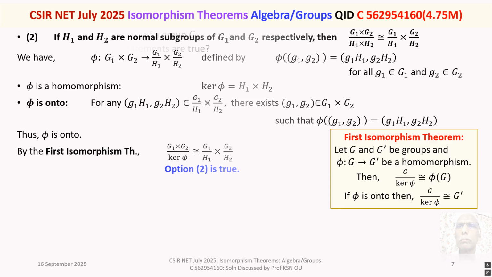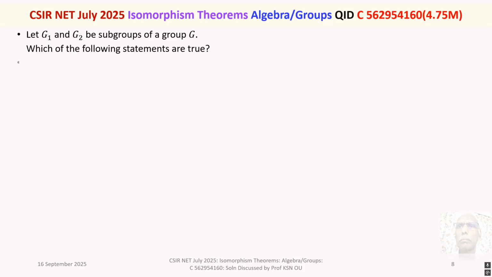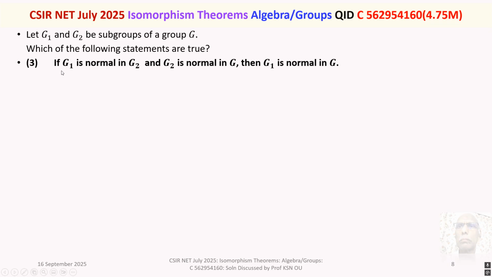We move on to the next slide for the discussion of option 3. So G1, G2 are subgroups of the group G, and if G1 is normal in G2 and G2 is normal in G, then G1 is normal in G. Now our question is: is normality a transitive relation? Let us see, and we give a counterexample.